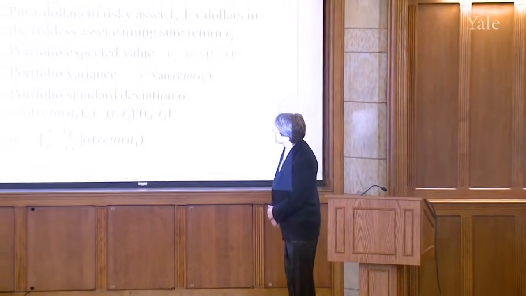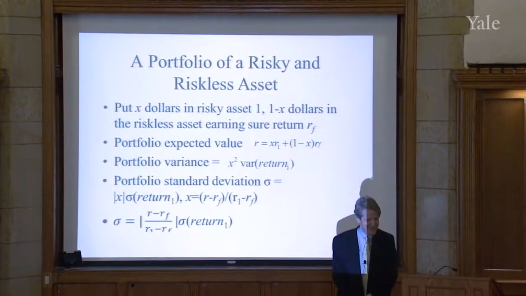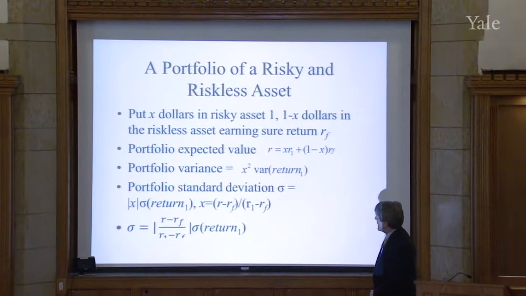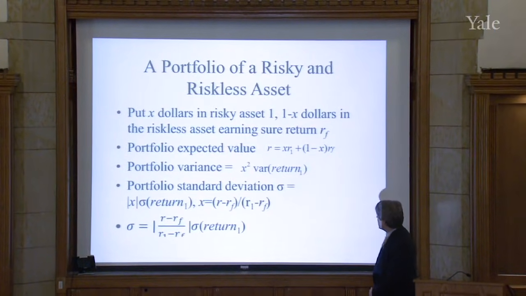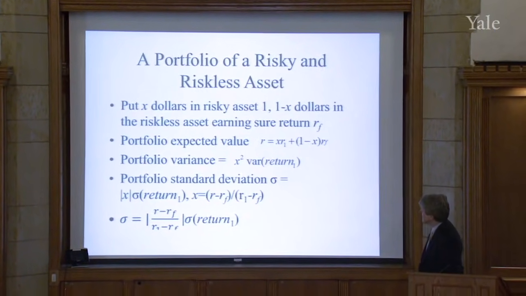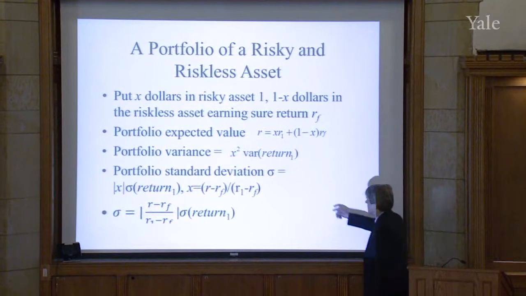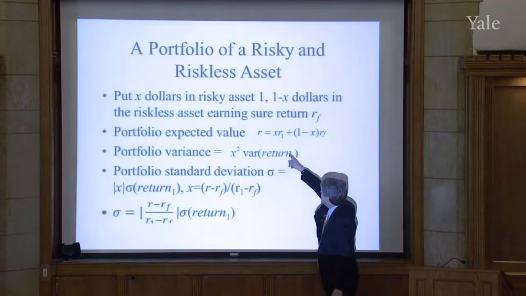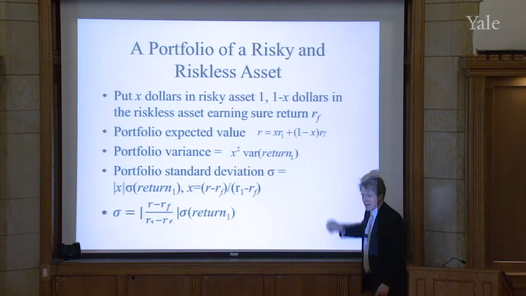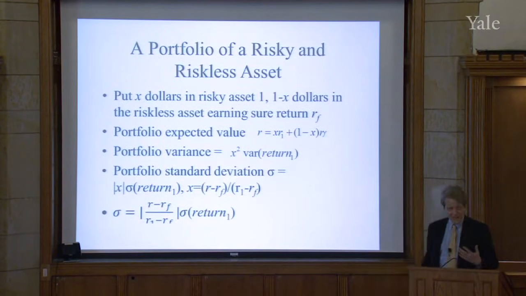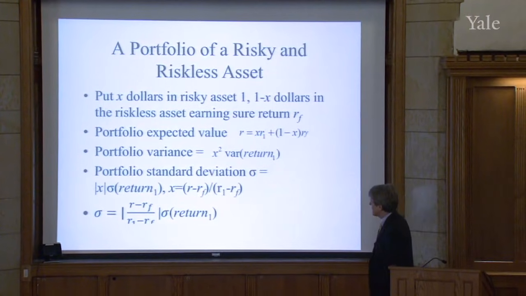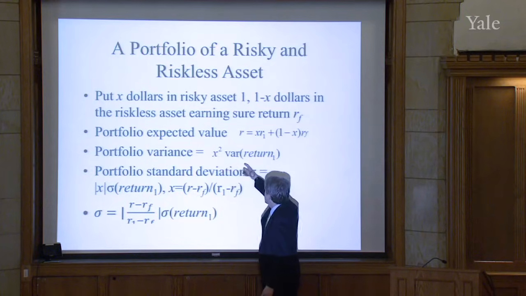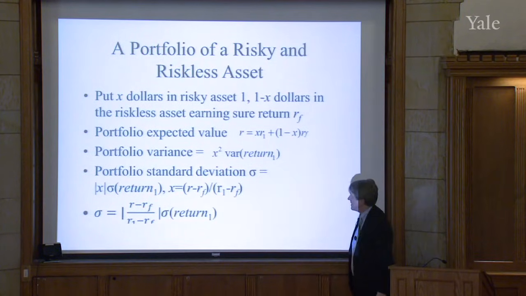Now I've switched to dollars from guilders. Now we're in the USA. So put X dollars in a risky asset, 1 minus X dollars in the riskless asset. The expected value of the return on the portfolio is R. That's equal to X times R1 plus 1 minus X times RF. All right? It's linear. That's because that's how expected values work. The variance is X squared times the variance of the return.